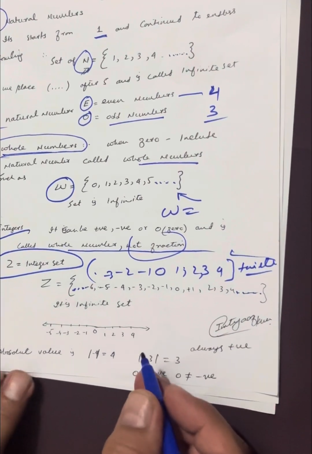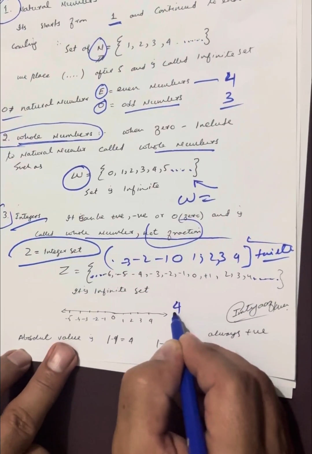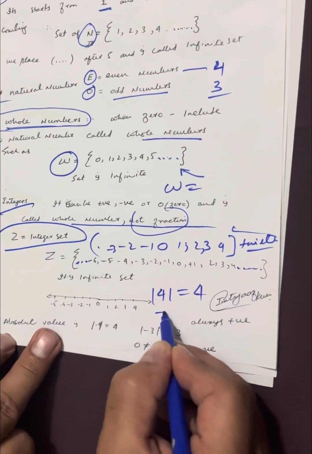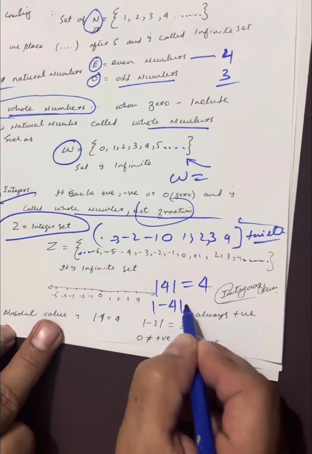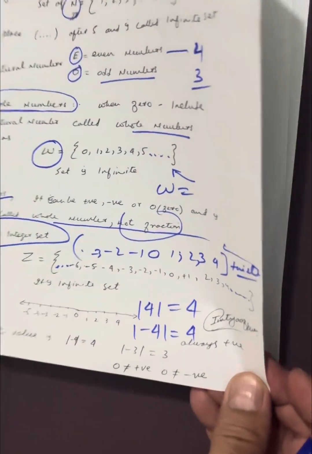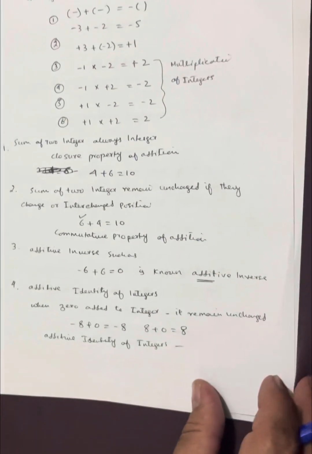Absolute value. Let's say it's 4. In mathematics, we take it as 4. If it is -4, but you take the absolute value, it's 4. So absolute value is always positive.